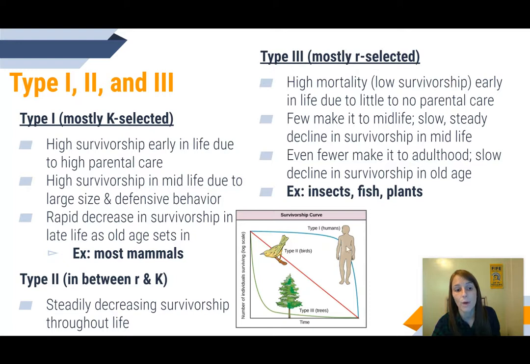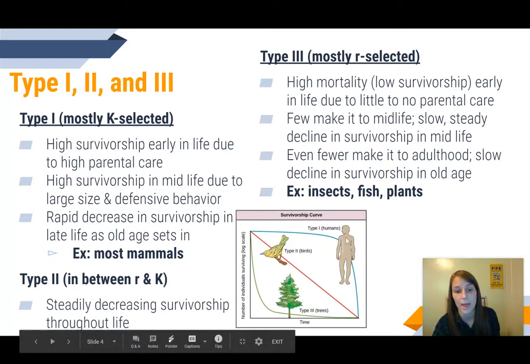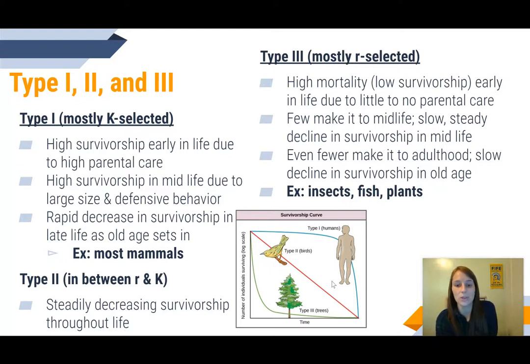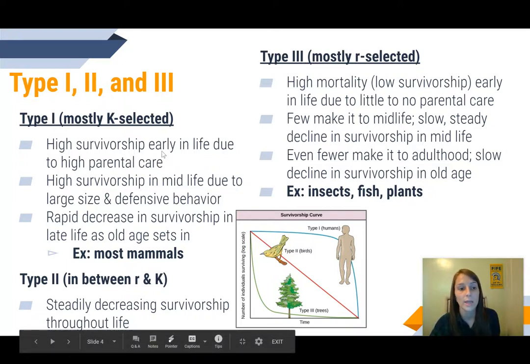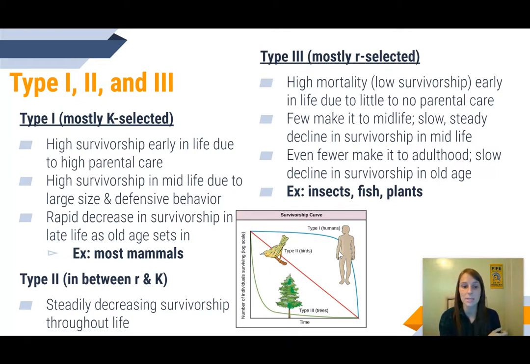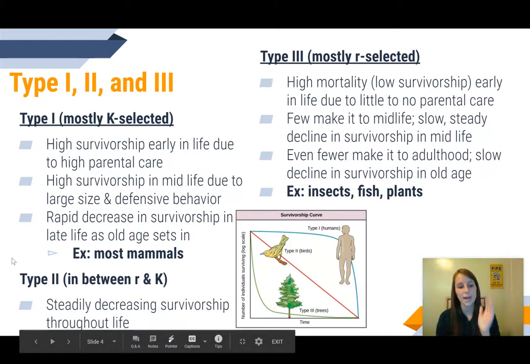Now we see a rapid decrease in survivorship in late life, and that's just because of old age. So humans, once you start hitting later in life, there's just going to be natural causes that you're going to be passing away from. So when we're looking at type 1, again, this is mostly our K-selected species, and this is going to account for most mammals. Then we have type 2, and this is kind of our in-between.